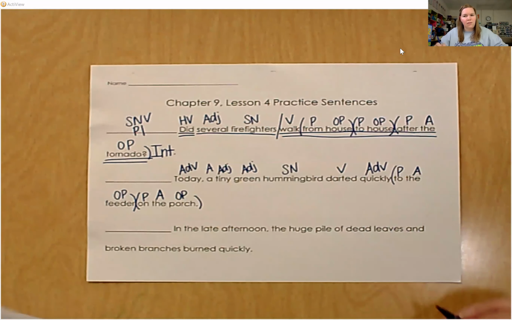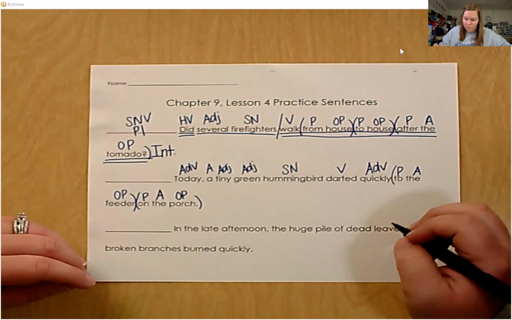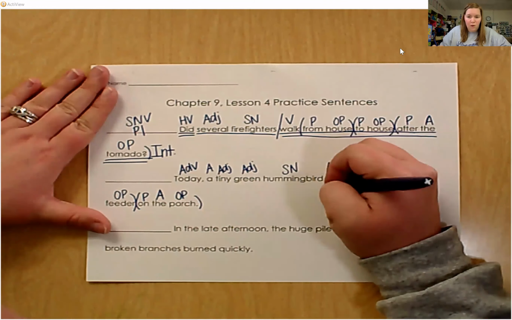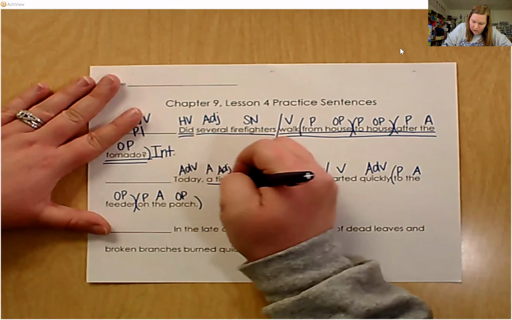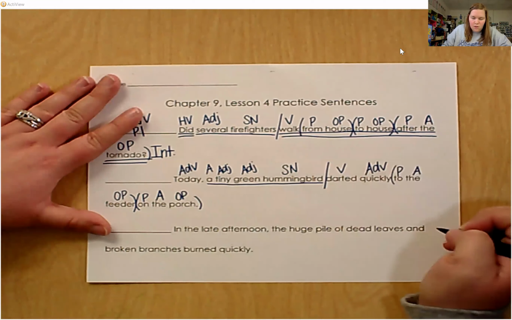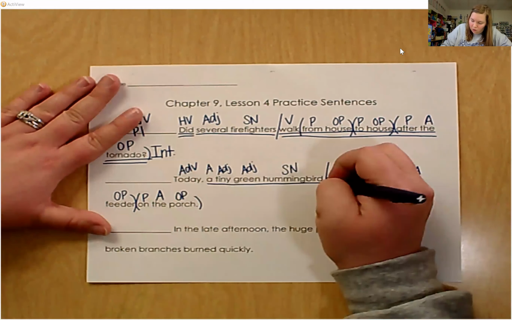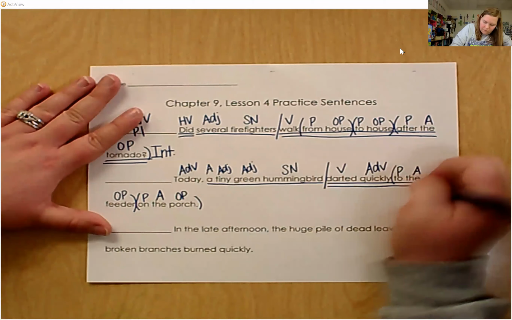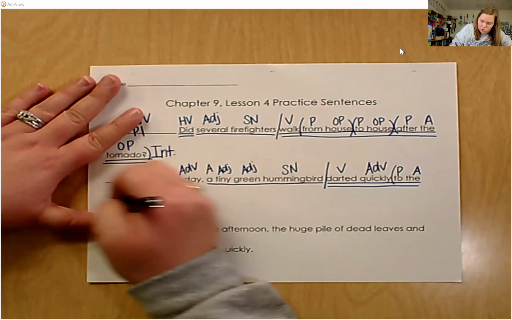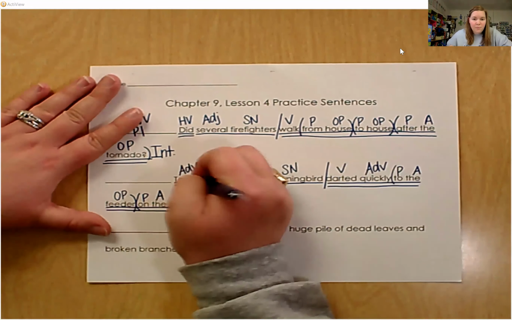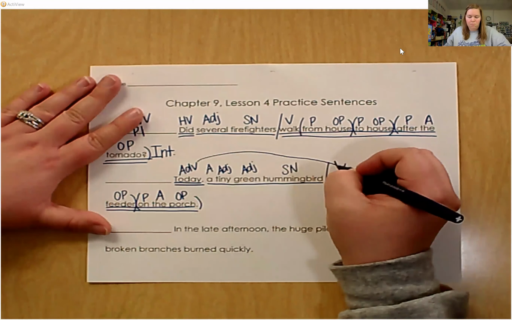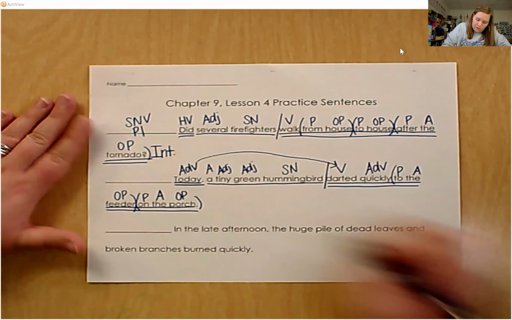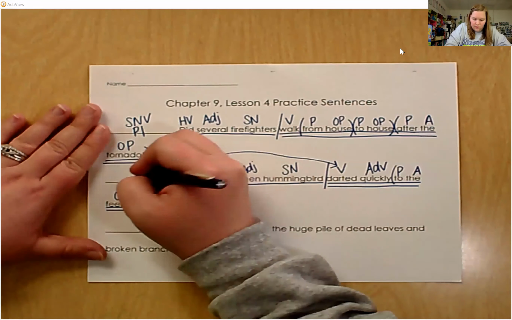Where do we divide this sentence? Right before the main verb. There is no helping verb in this sentence. But the subject is a tiny green hummingbird. The predicate is darted quickly to the feeder on the porch. And today, it is an adverb, so it has to go with the verb. Okay. This is a period statement declarative sentence. Follows subject, noun, verb, pattern 1.